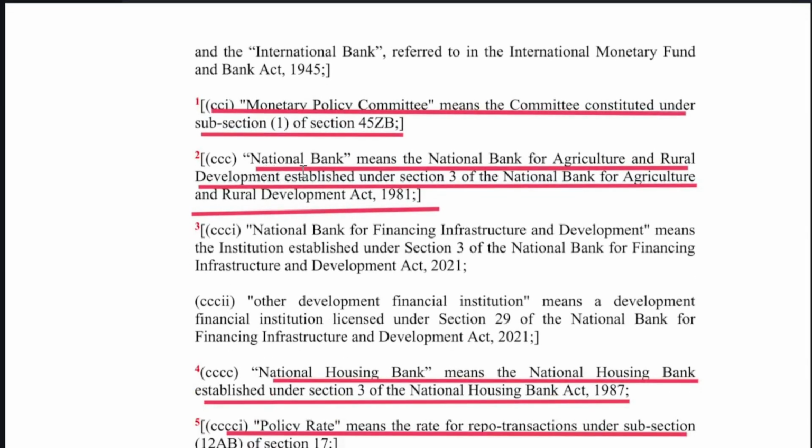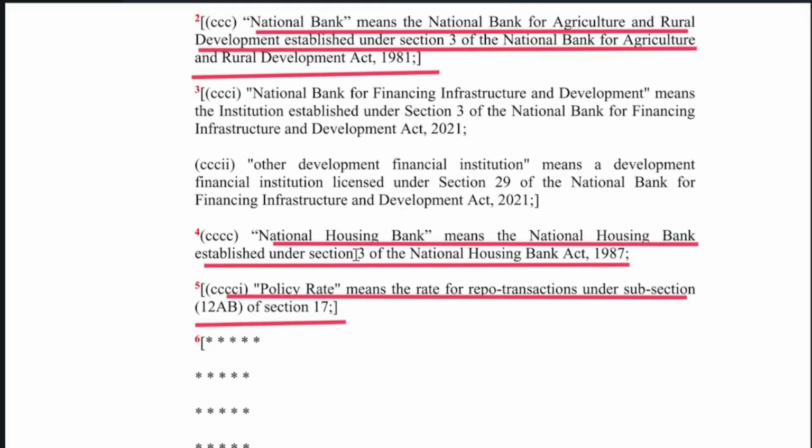National Bank. Wherever it is mentioned in the RBI Act, National Bank means NABARD, the National Bank for Agriculture and Rural Development, which is established under Section 3 of the NABARD Act 1981. Then there is something called the National Housing Bank, which is established under Section 3 of the National Housing Bank Act 1987.